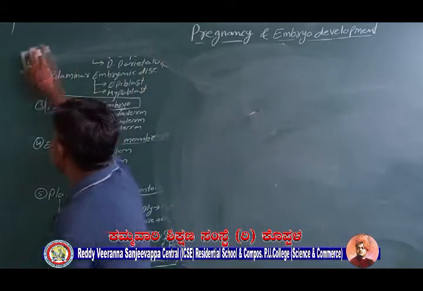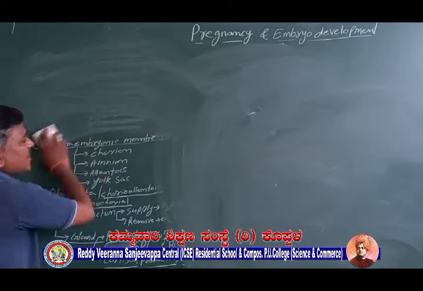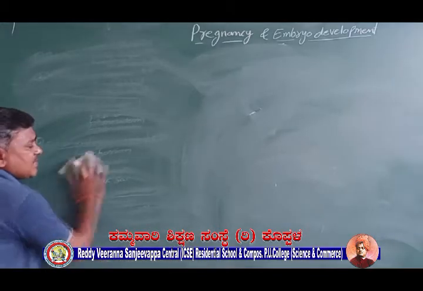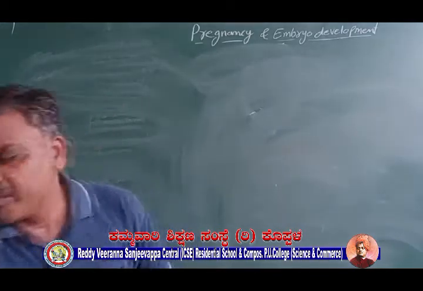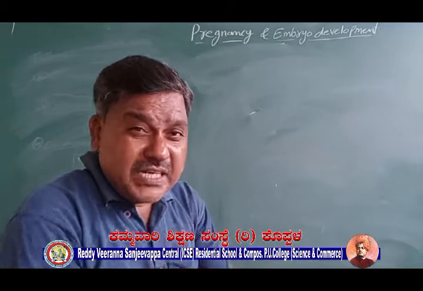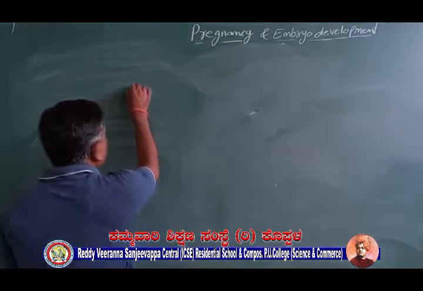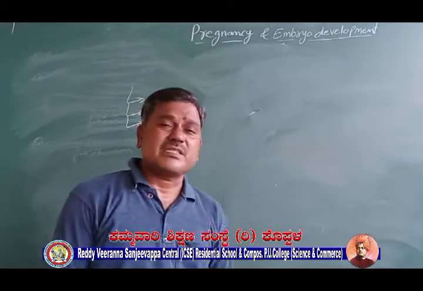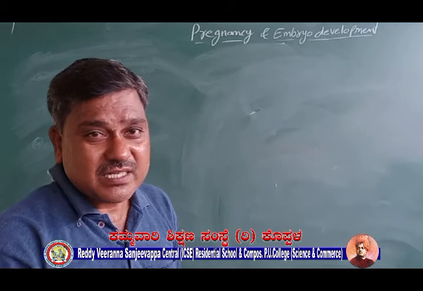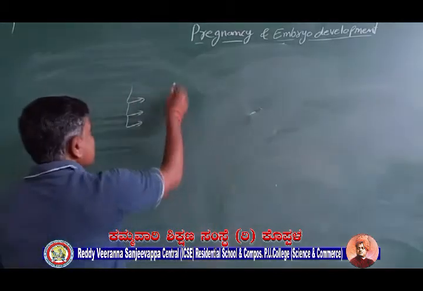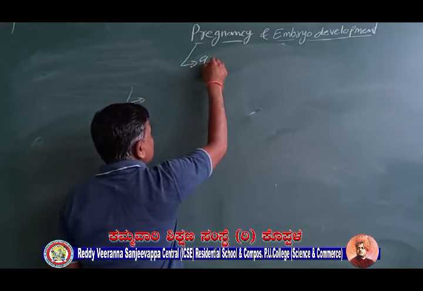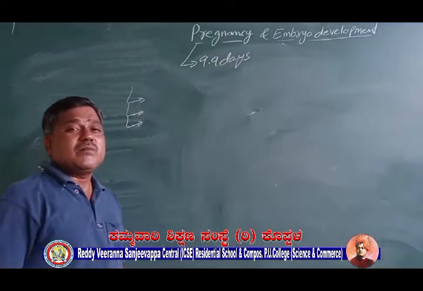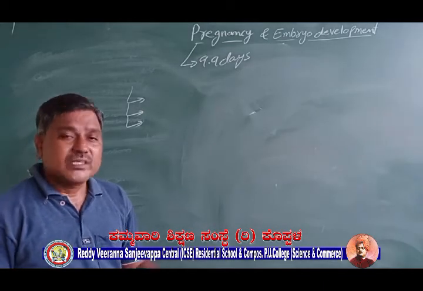Now, pregnancy means growth and development of the embryo in the mother's womb for 9 months 9 days. This pregnancy period we are dividing into 3 semesters, not semester, it is called trimesters. So pregnancy is present for 9 months and 9 days, and these 9 months we are dividing into trimesters.